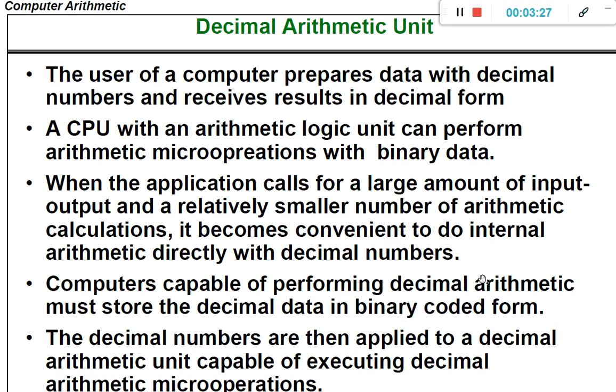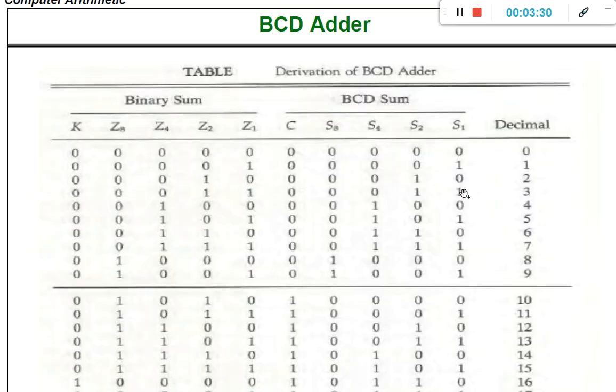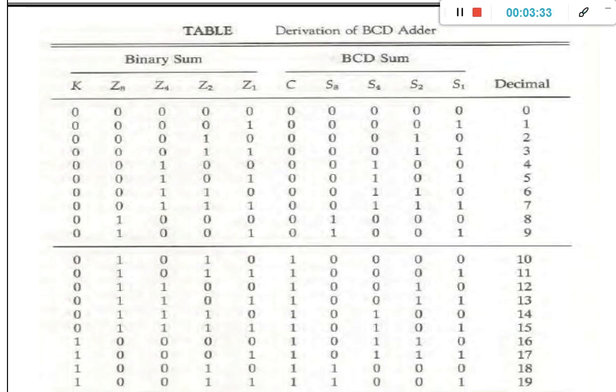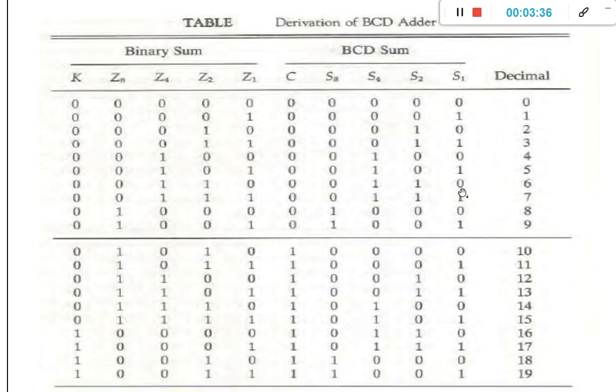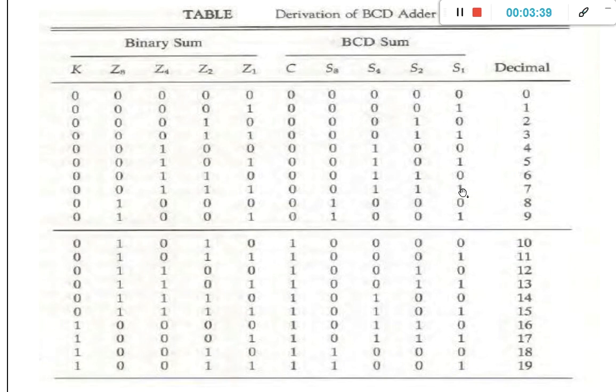Before actually performing the decimal arithmetic, first let us know the difference between the binary sum and the BCD sum. Whenever we add two different digits, we are going to get one digit or two digits. For example, if I add 2 and 3, I get 5, which is a single digit. However, if I add 9 plus 9, then I get 18.